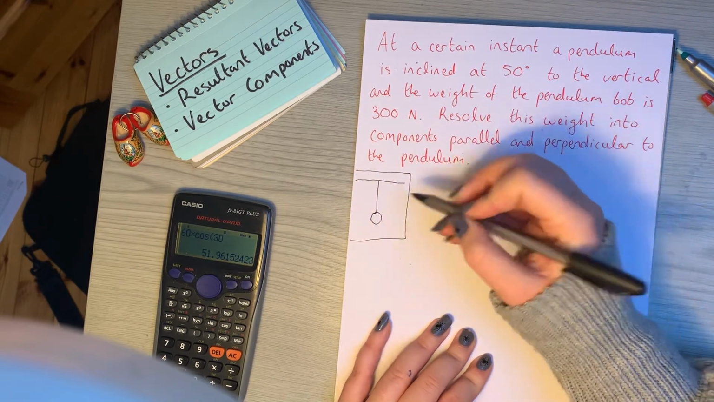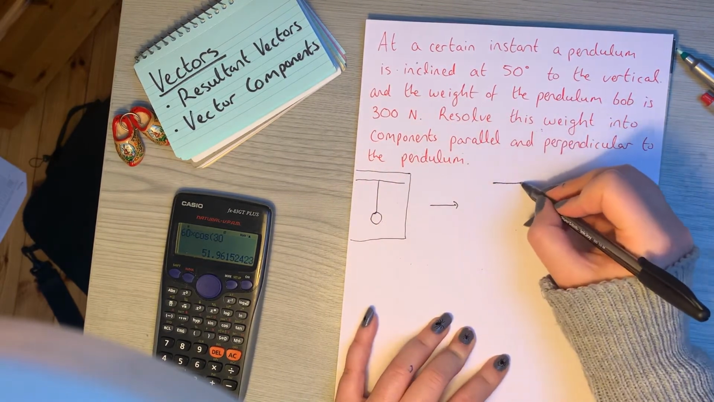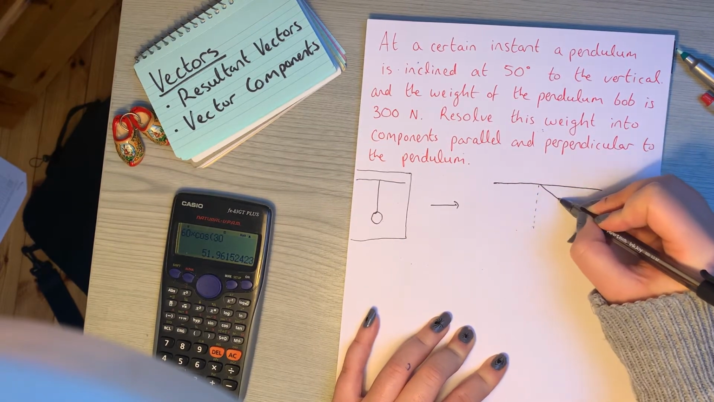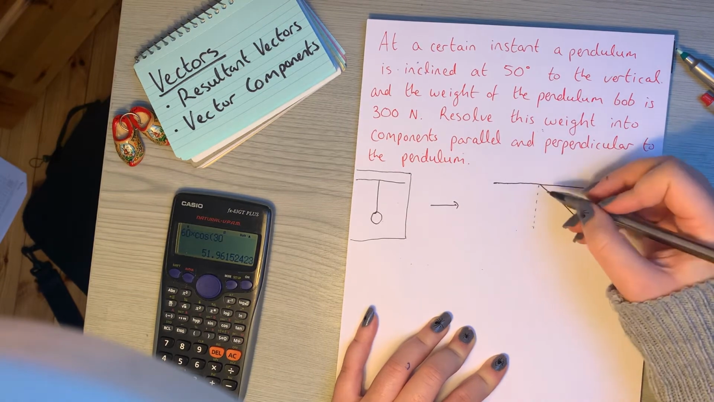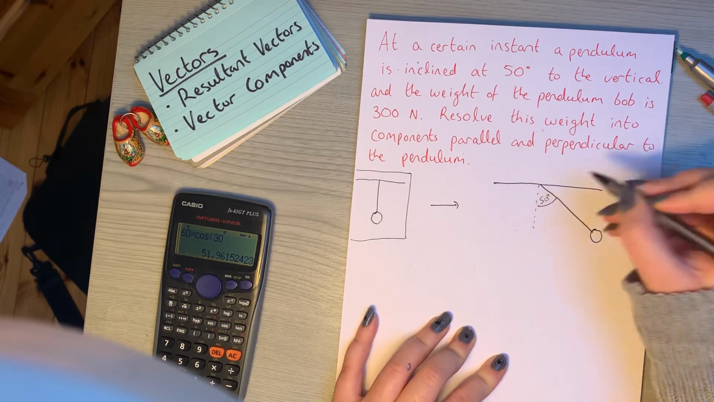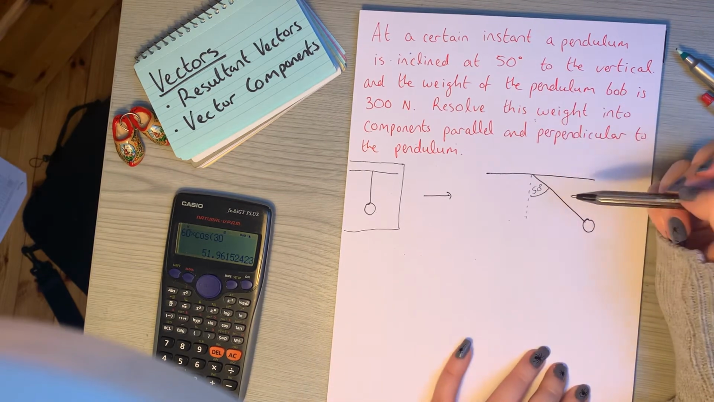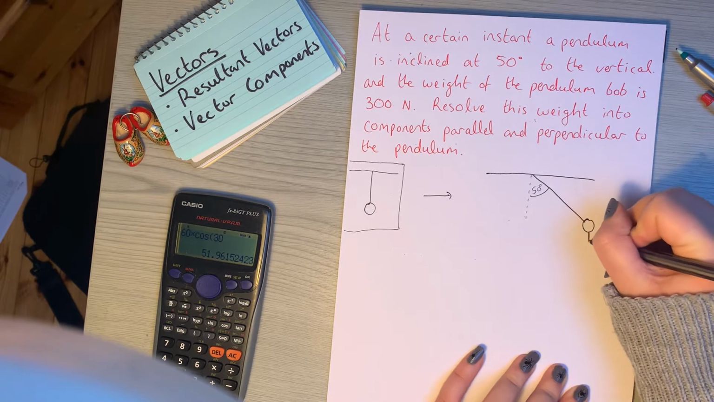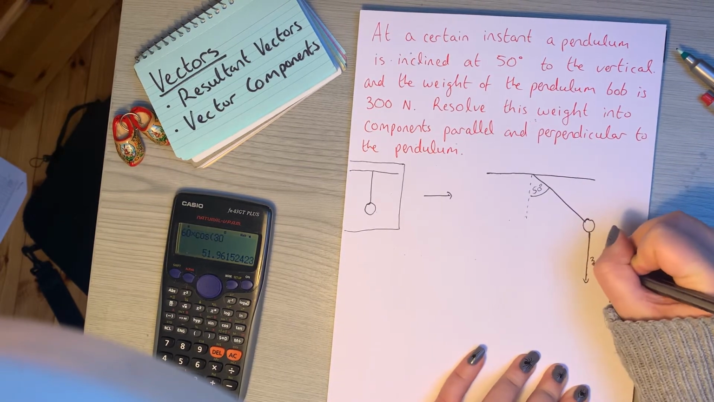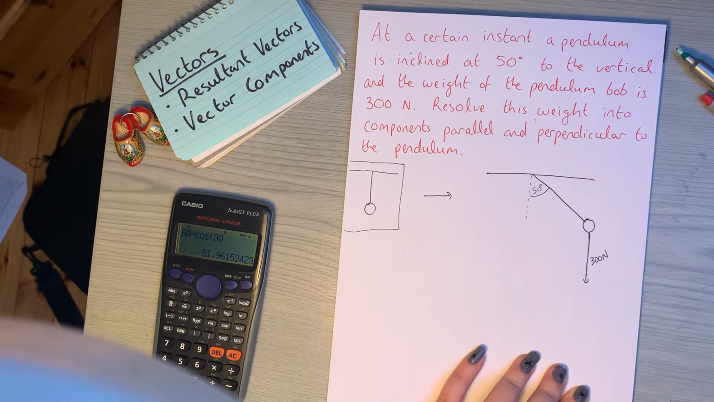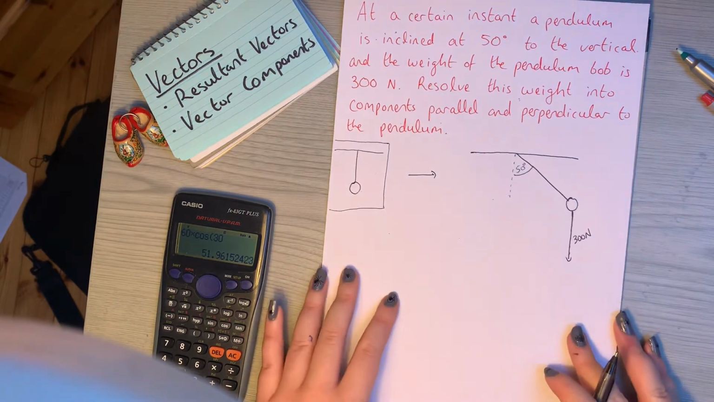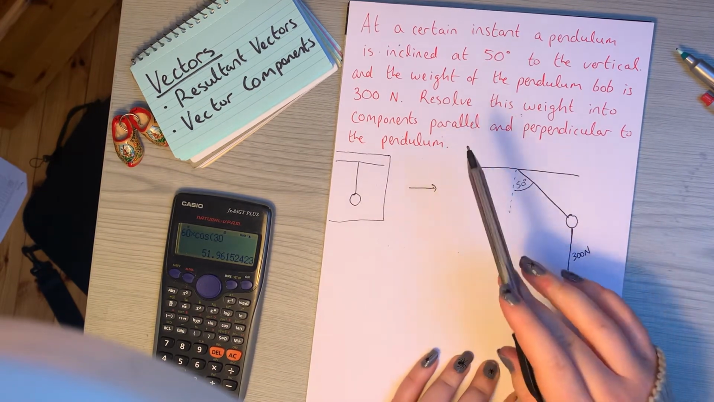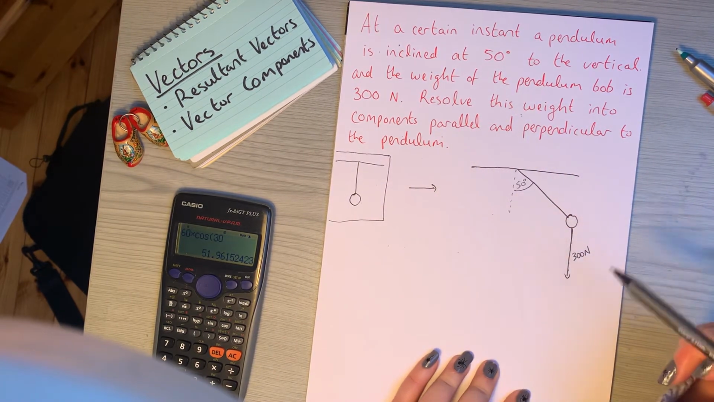So in our diagram, so that's when it's at rest. In our diagram, at this certain instant, this is the vertical here, and they've told us that it's at 50 degrees to the vertical, like that. And the weight is 300 newtons. So the weight goes straight down. So that means our 300 newtons goes down like that. And that's our diagram set up. And then they want us to resolve the weight of this pendulum bob into components parallel and perpendicular to the pendulum. Okay.